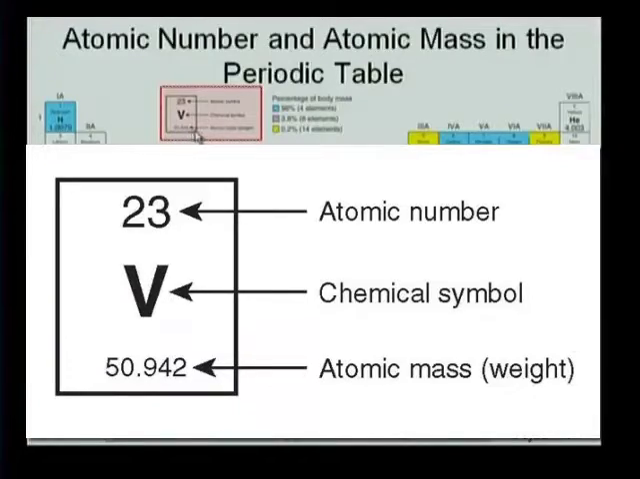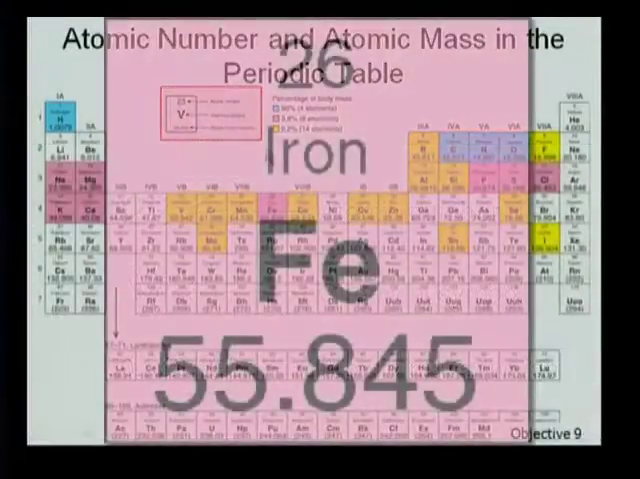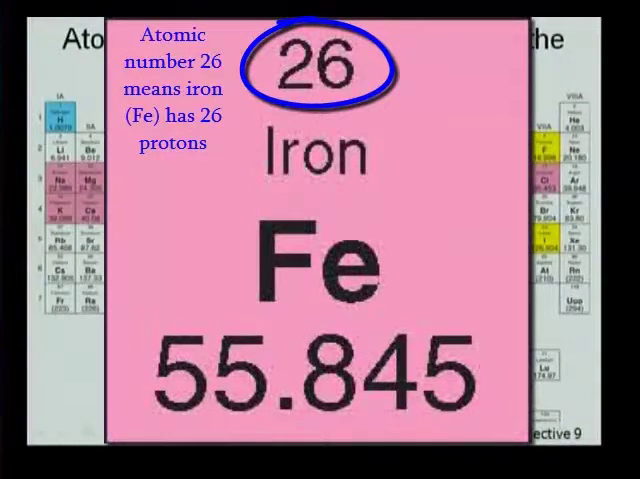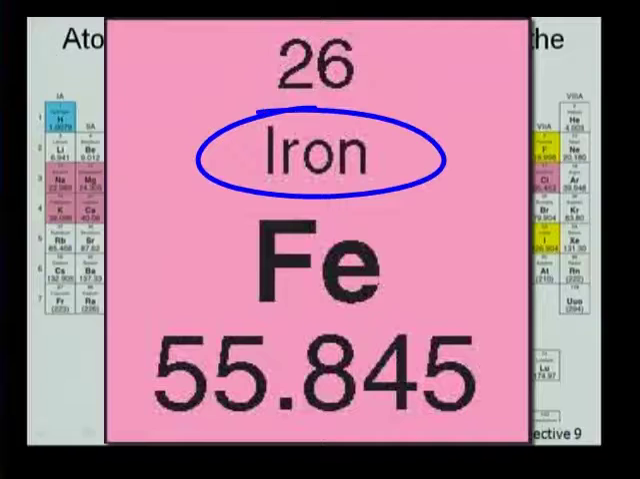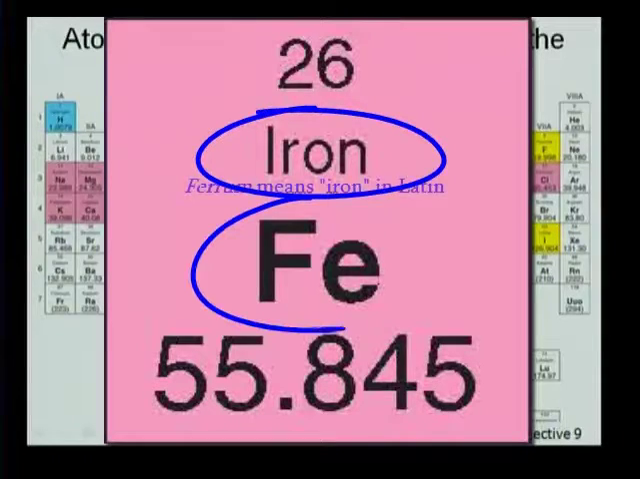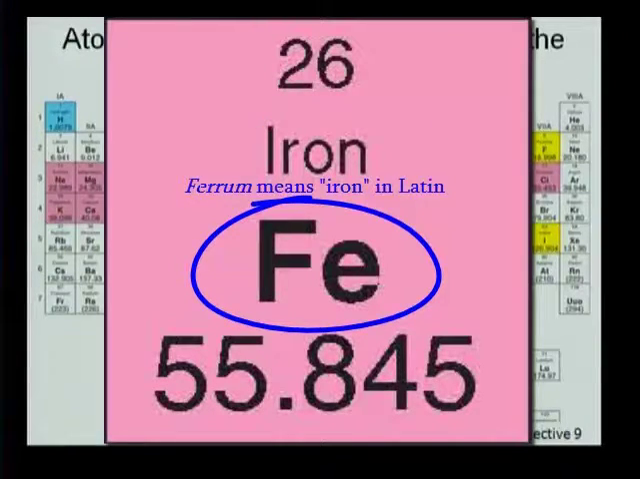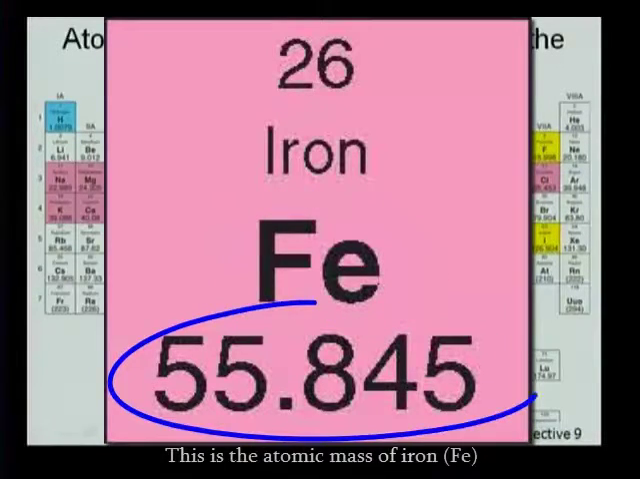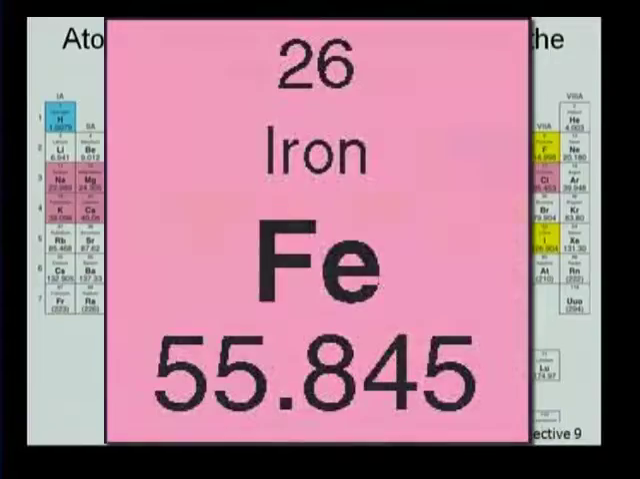Let's take another one just to make sure that you understand this. Let's take iron, which has an atomic number of 26. Its name is iron. It has a symbol of Fe, which is Latin ferrum, so it's short for the Latin word for iron. It was known to the ancient Romans, and they knew it as ferrum, so that's Fe. And the atomic mass of iron is 55.845. We're going to use that number in explaining things in just a few minutes.